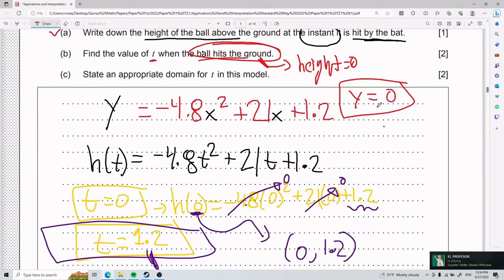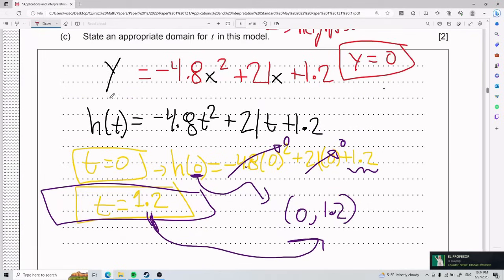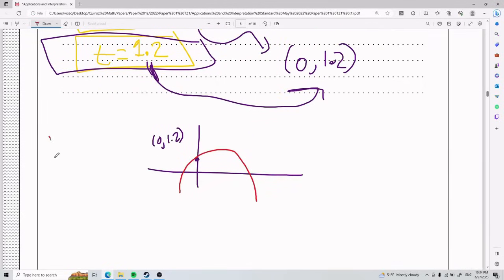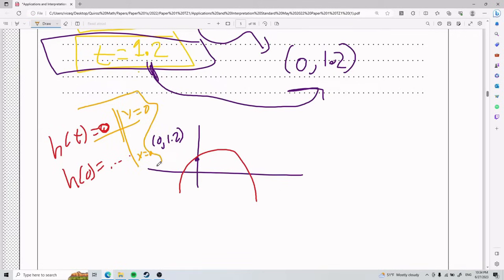How do I say y equals 0 in this context? By making this equal to 0. So I make h of t equal to 0. Notice that there's a difference between h of t being equal to 0 and h of 0 being equal to something. In the first case, you are making your y equal to 0. In the second case, you're making your x equal to 0. All right, so really let that sink in. That is very important. Anyways, in this scenario, we're doing the case on top. So my y is going to be 0.